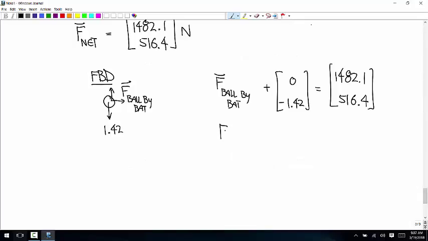And so the force on the ball by the bat, the contact force that we're looking for, is 1482.1 in the x direction and 517.8 in the y direction.